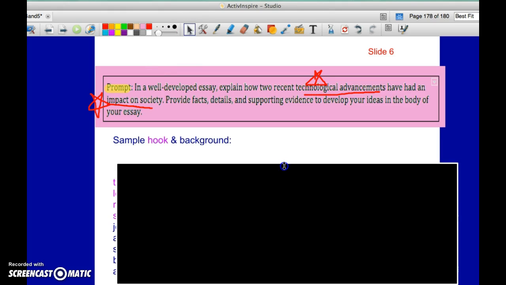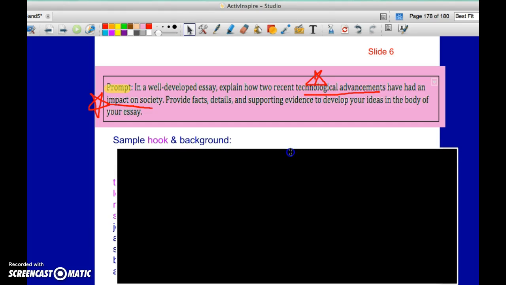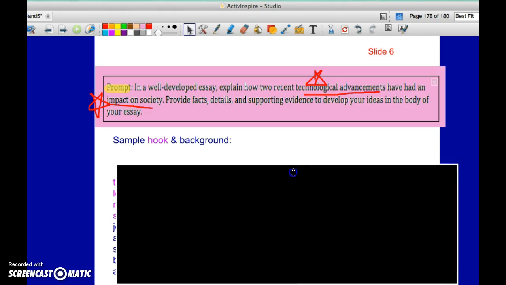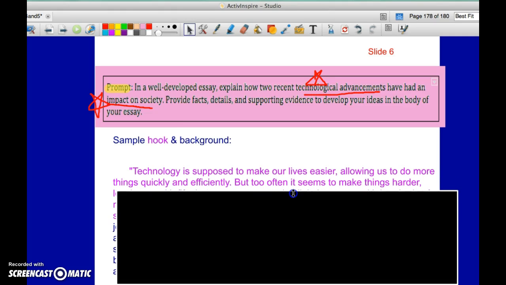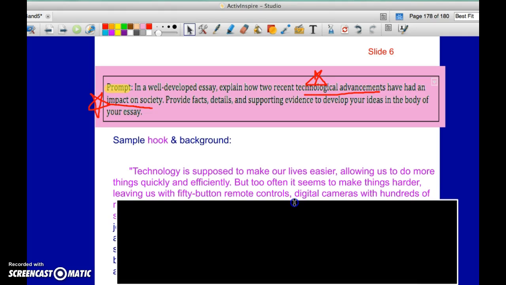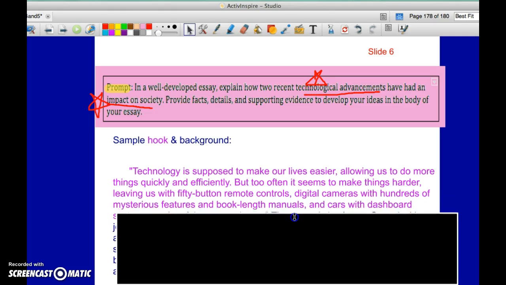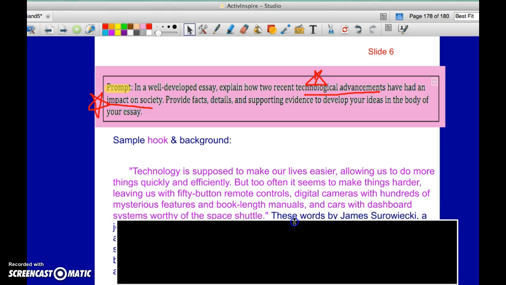This is a sample hook and background only. The hook will be in purple and the background will be in blue. Technology is supposed to make our lives easier, allowing us to do more things quickly and efficiently. But too often it seems to make things harder, leaving us with 50-button remote controls, digital cameras with hundreds of mysterious features and book-length manuals, and cars with dashboard systems worthy of the space shuttle.